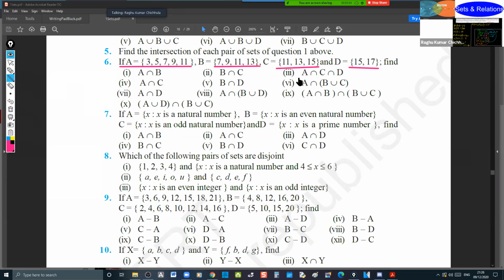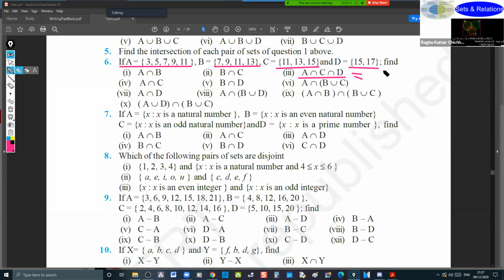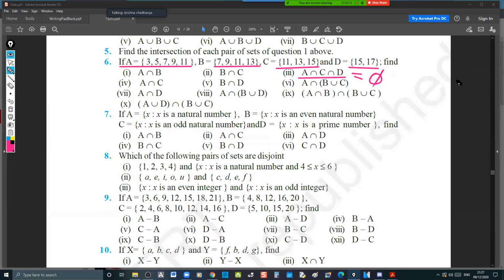Similarly, we can go for that. Chaitanya, what is A intersection C intersection D? What is common to C and D first? 15 is common. Is there 15 in A? No. What should be A intersection C intersection D? Null set. It's a null set.